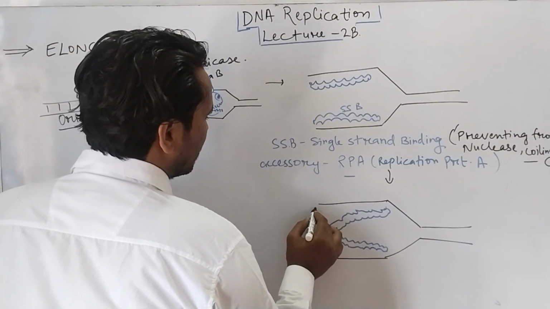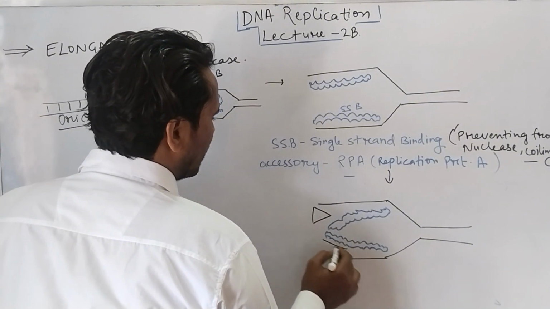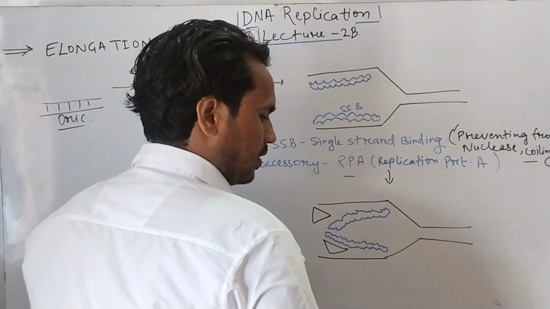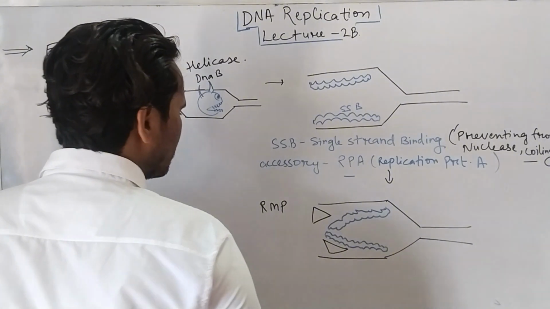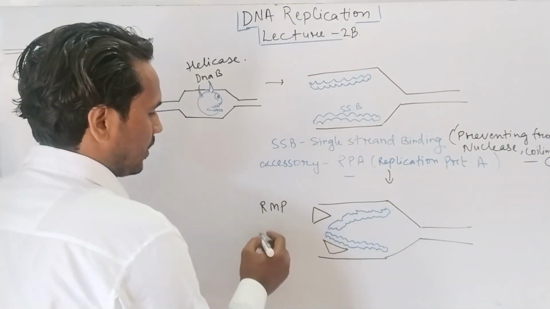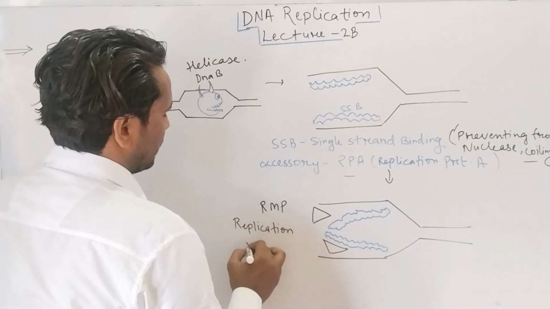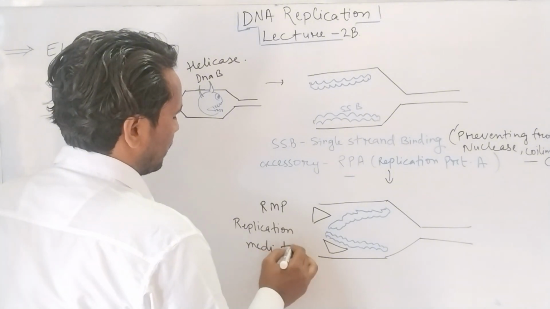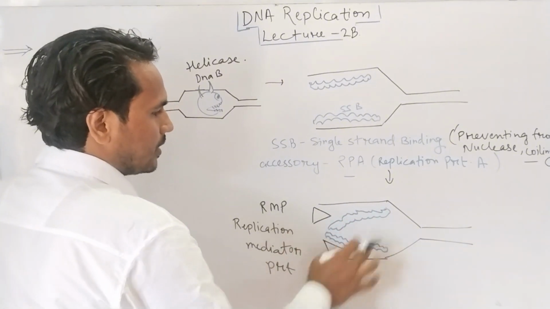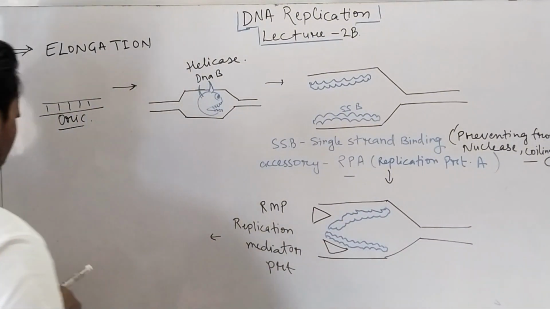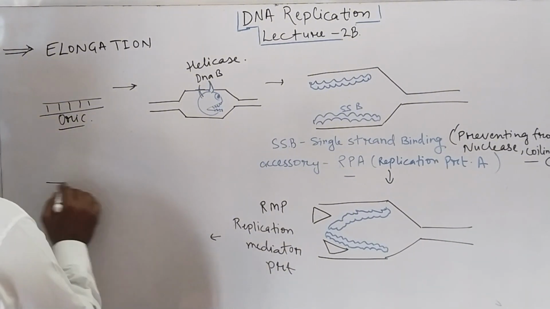So what is helping in this removal? It is helped by what is called RMP. What is it? Replication mediator protein. So this replication mediator protein is removing this single stranded binding protein, and then the final replication begins.